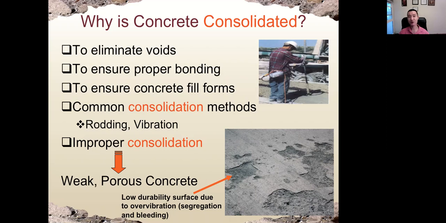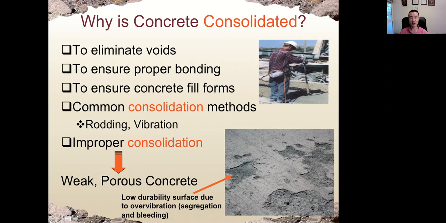So why should we consolidate the concrete? The reason is we need to get rid of air voids to ensure good bonding between the reinforcement and the concrete. And also ensure the concrete will fill every part of the formwork. For commonly used consolidation methods, we can use a steel rod for small jobs, or we could use an internal vibration rod or vibration table for larger work. Like this.